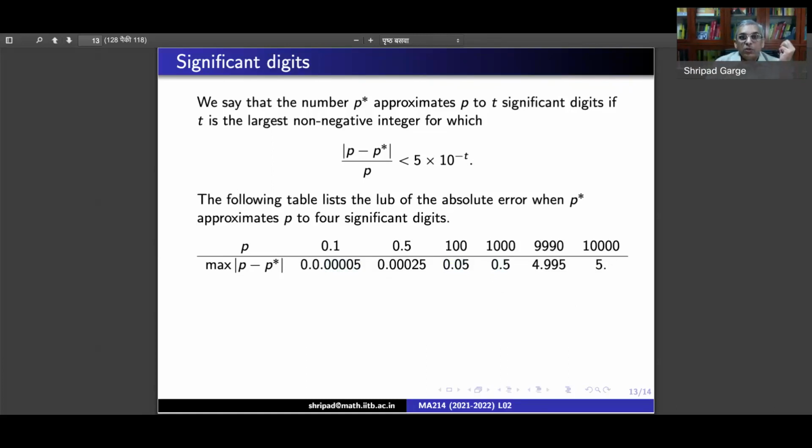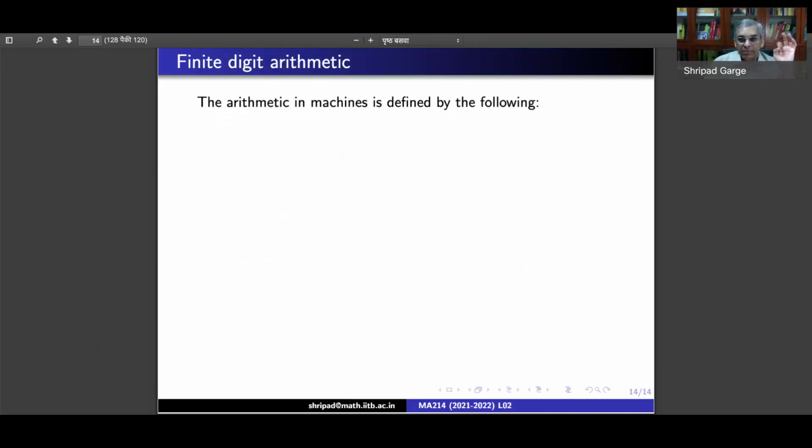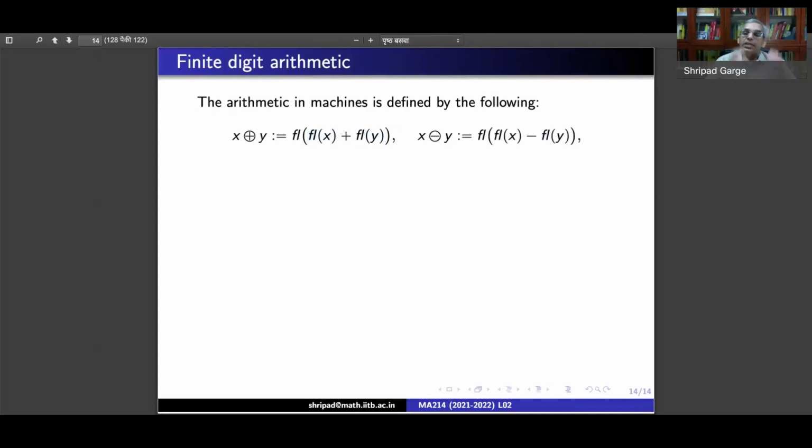All right. So, this is the last slide. We are going to define how computers will do arithmetic using these floating point numbers. The addition for a computer would be that it would take the floating point representation for x, the floating point representation for y, take their addition, and then perform the floating point representation once again. The subtraction is done in the same way: it will take the floating point representations, apply the subtraction, and then take the floating point representation of the result.